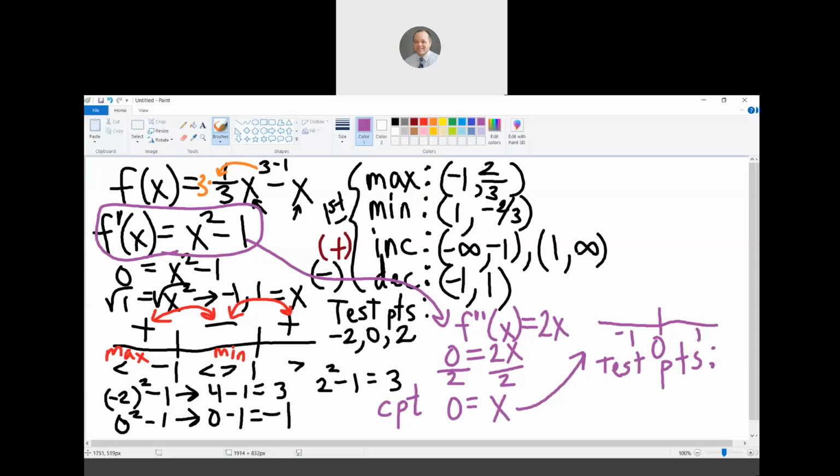Now you plug these into your second derivative. So when we plug in negative 1, we get negative 2. So anything less than 0 has a negative resultant sign. Now when we plug in 1 to test greater than 0, we get 2 times 1 or positive 2. So anything greater than 0 has a positive resultant sign.